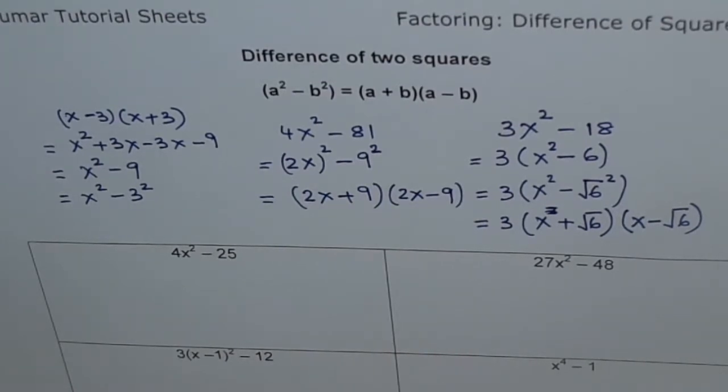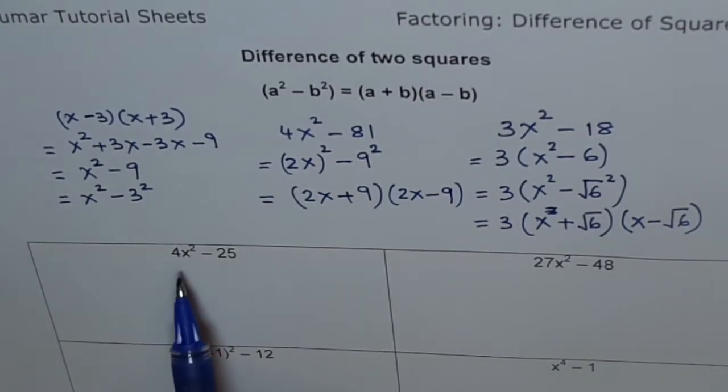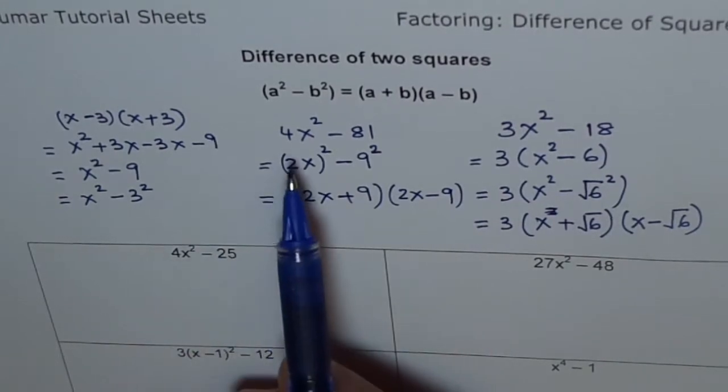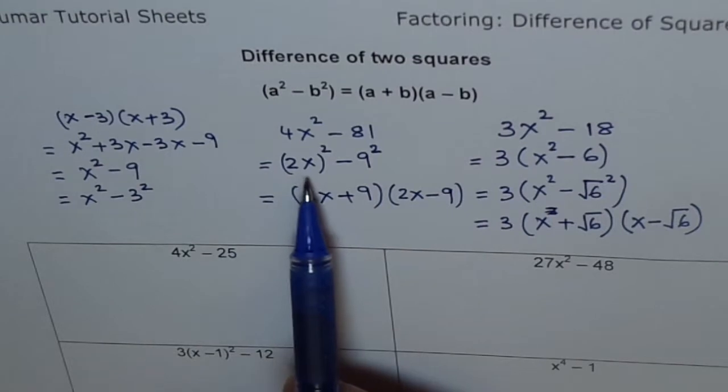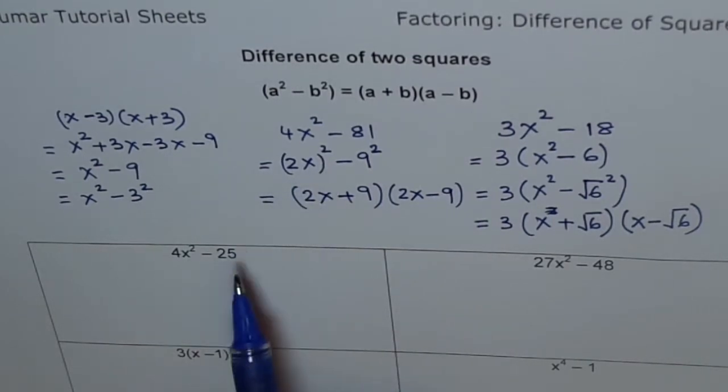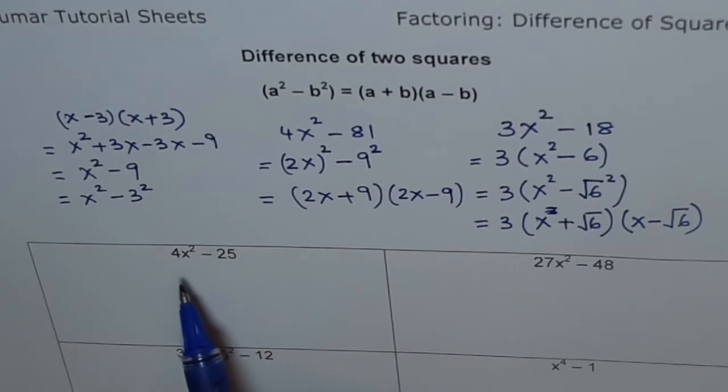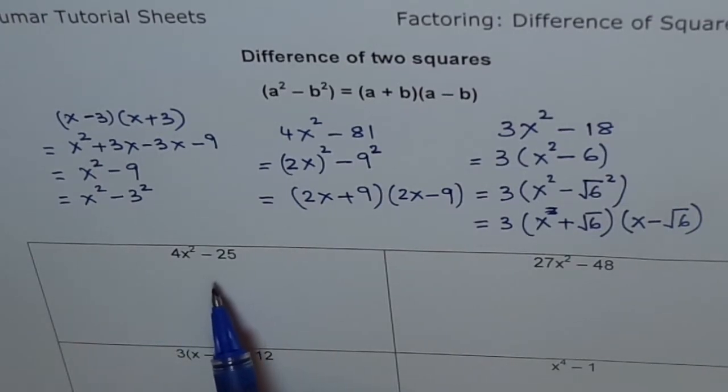Here I have a couple of examples for you, which you should try. Okay, so I will not give solutions to each problem here, but I can tell you how to do some of them. This is a similar kind as we did here, right? You remember 4x square? So 4x square, I can write this as 2x whole square, correct? And 25 is the square of 5. So you can write this as 2x plus 5 times 2x minus 5. So you get your answer.